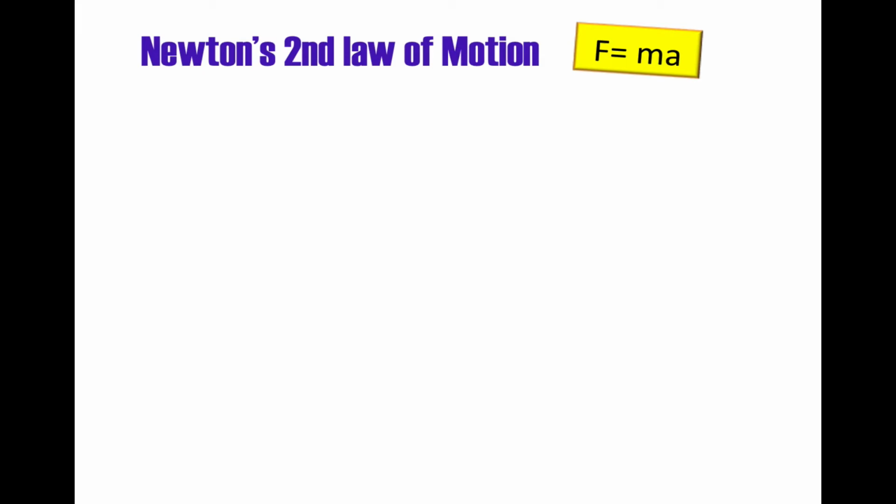Okay, in this video we're talking about Newton's second law of motion. Basically, Newton's second law can be summed up as this formula right here: force, or F, equals m times a. F is the force, m is mass, and then you're multiplying that times a, which is acceleration.